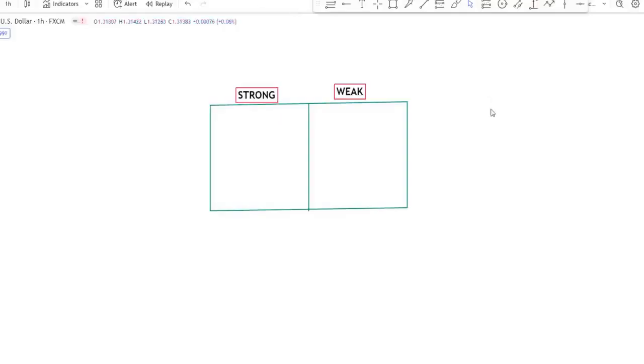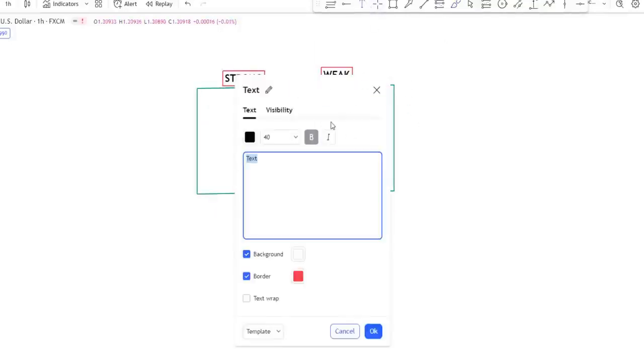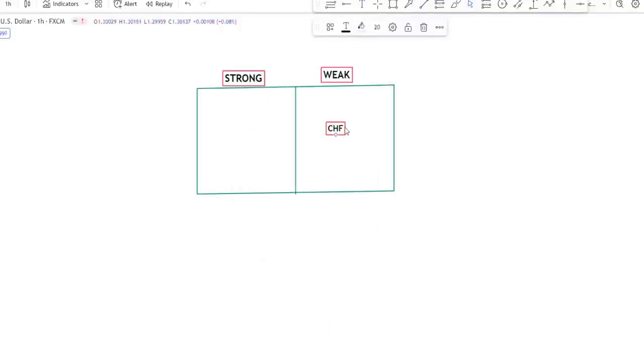I will simply take my Swiss franc to the weaker side of this box. I would say Swiss franc is weak. Or let me just simply type it, guys. My drawing is not as perfect as I expected it to be, so let me just put the data right there. So we say Swiss franc CHF is weak. So this is what we realized for that trading day.